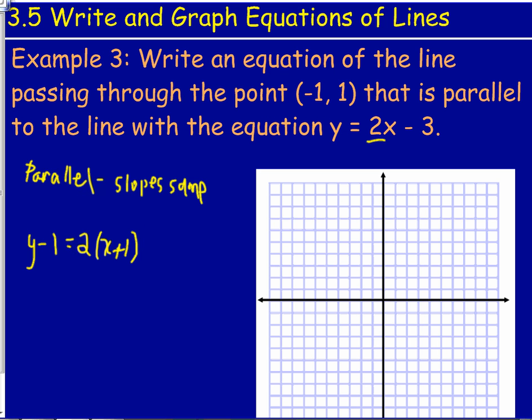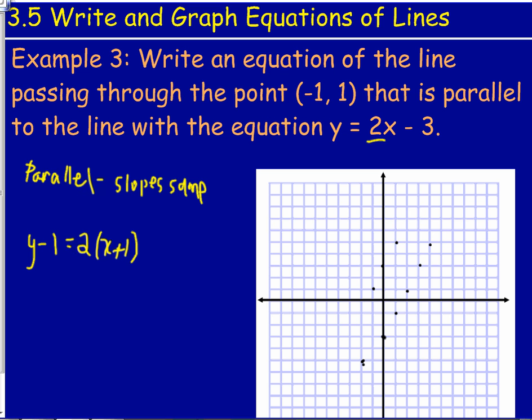Okay, now if I wanted to graph this, I could actually just graph this first line. Start at my y-intercept, which is -3, rise 2, run 1, rise 2, run 1. It's a couple times. Okay. Now, in this particular case, we know that it has to go through -1, 1. And we know our slope, so we can go up 2 over 1, up 2 over 1.